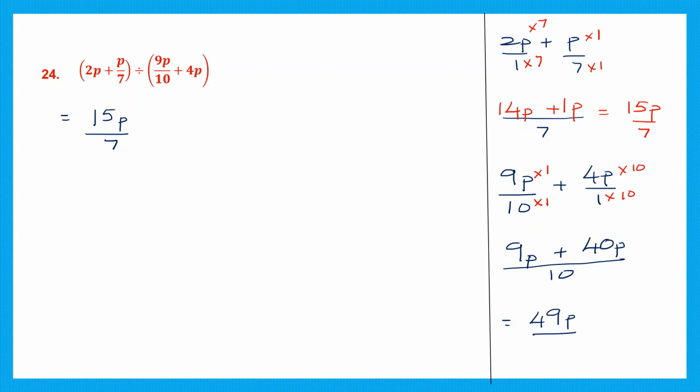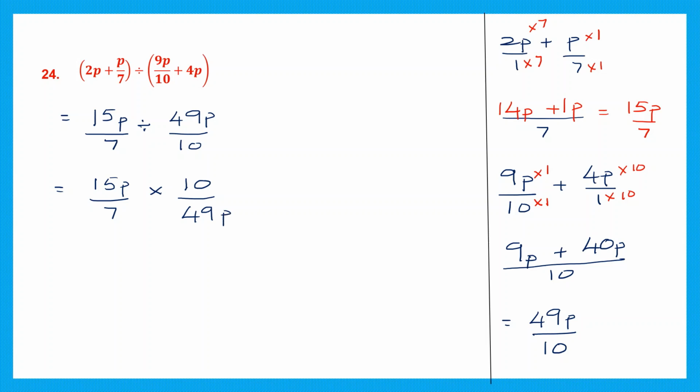49p by 10. So let's write it down here. Divided by 49p by 10. So this will be 15p by 7. Now this is division of fractions. So the first fraction remains the same. Division changes to multiplication and we write the reciprocal of the second one. So 10 goes on top and 49p comes down.